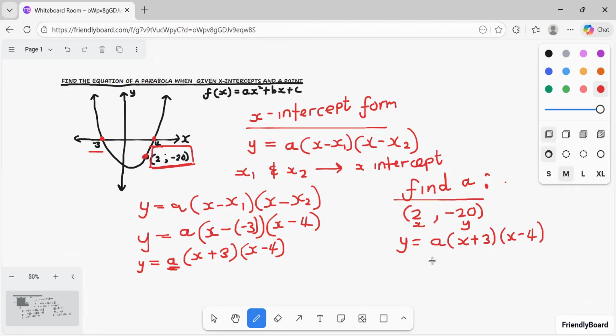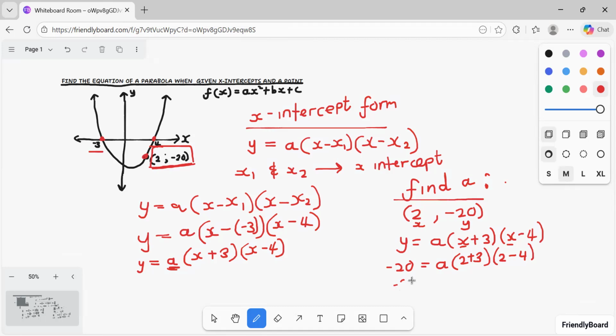So y is negative 20. Now I'm substituting where there's y, I'm now putting minus 20 is equal to a, open brackets. So you see there's an x here. So where there's x, I'm now putting 2. So this becomes 2 plus 3. And then where there's x again here, I'm going to put 2 minus 4. Okay, and then let's simplify this.